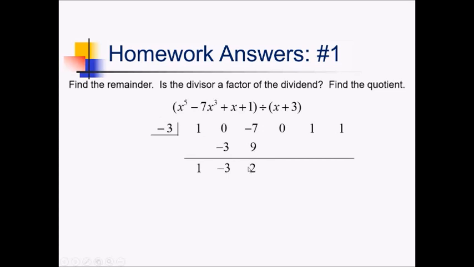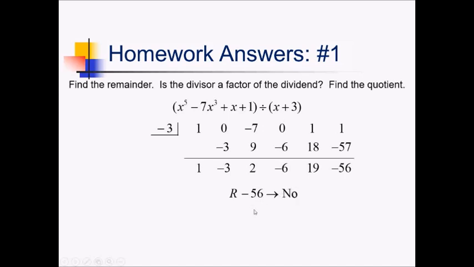Negative 3 times 2 is negative 6. 0 plus negative 6 is negative 6. Negative 3 times negative 6 gives us 18. 1 plus 18 is 19. Negative 3 times 19, let's see, that's going to be negative 57. And 1 plus negative 57 is negative 56. So we have a remainder of negative 56. That means that x plus 3 is not a factor.